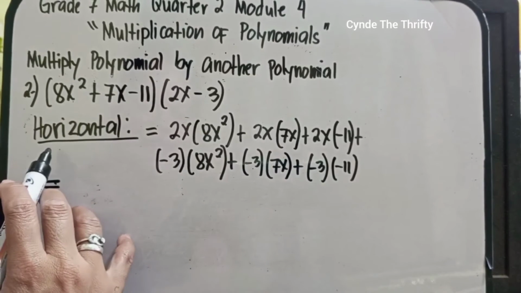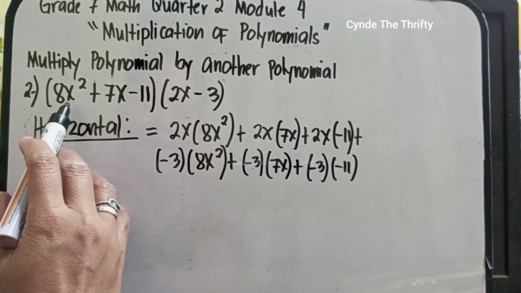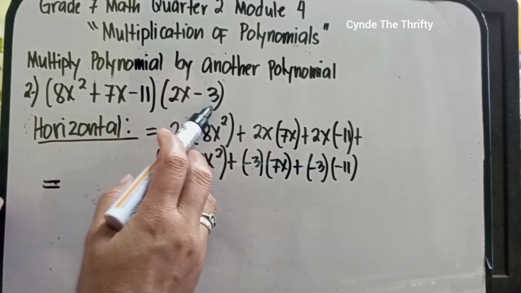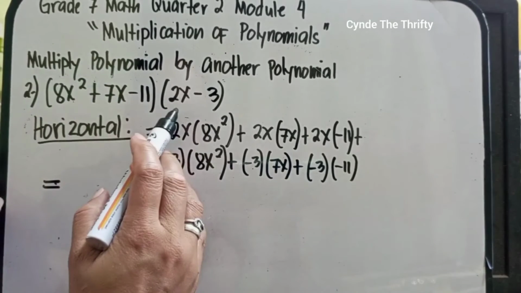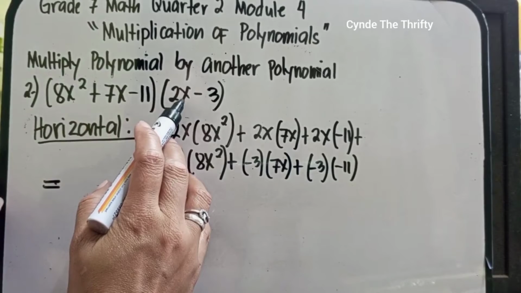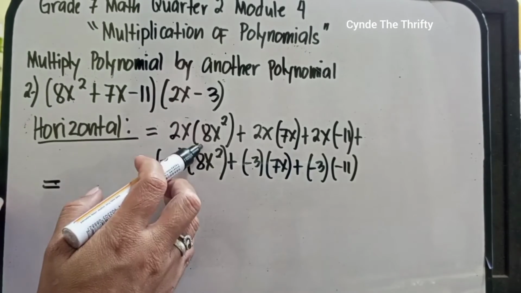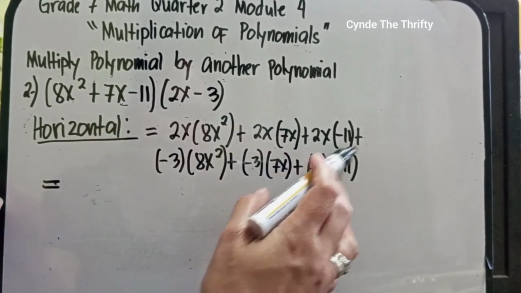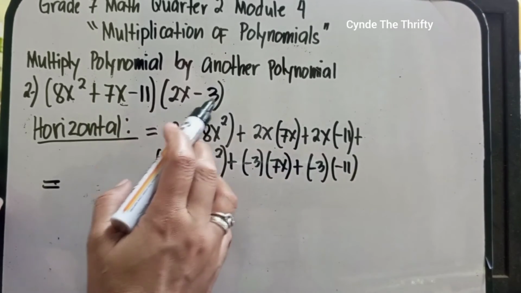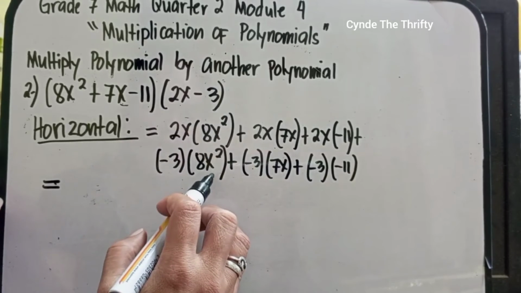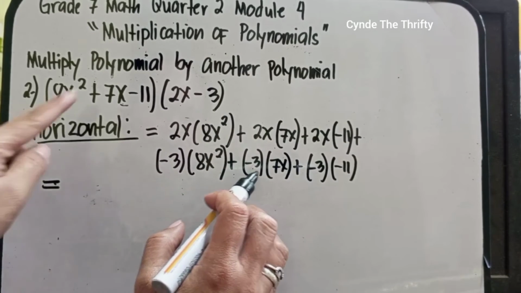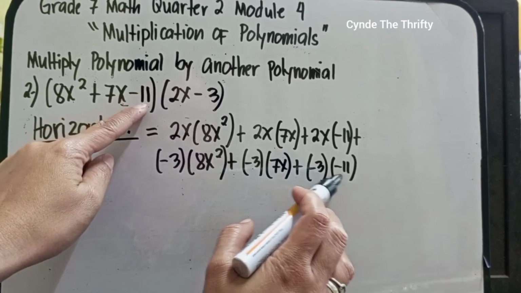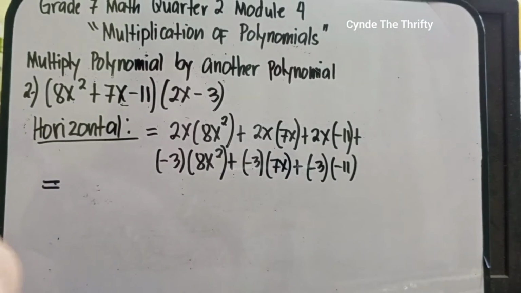Ngayon, i-try naman natin ang horizontal method. So, 8x squared plus 7x minus 11 multiplied by 2x minus 3. So, i-distribute natin siya sa polynomial. So, unahin natin si 2x. Si 2x, i-multiply natin kay 8x. Si 2x, i-multiply kay 7x. Si 2x, i-multiply kay negative 11 plus si negative 3 naman. So, negative 3 multiplied by 8x plus negative 3 multiplied by 7x, and then plus negative 3 multiplied by negative 11.